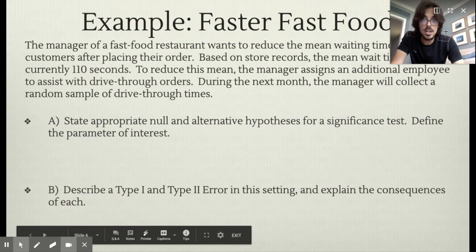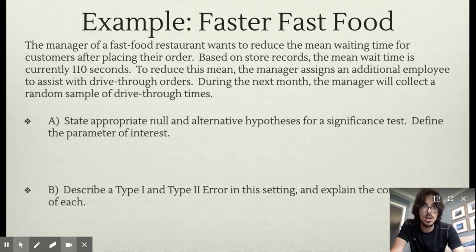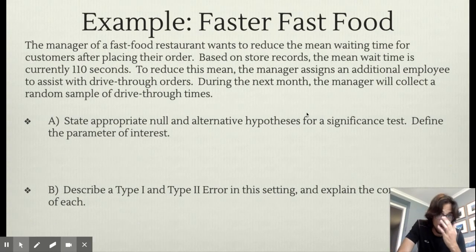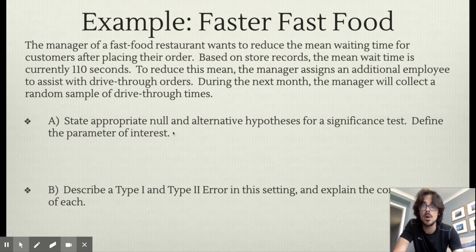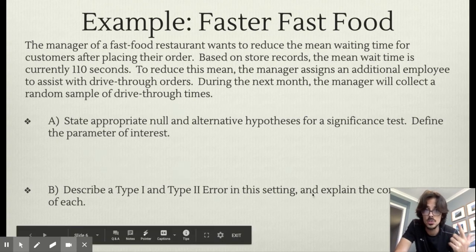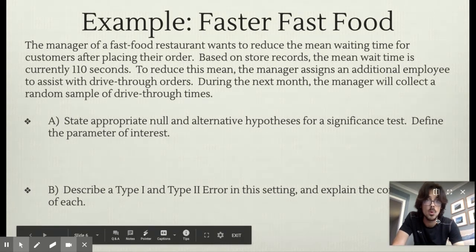I have one last example to finish off our notes. You can go ahead and read this problem to yourself, but we're going to talk about the whole process here with type 1 and type 2 error. First thing I want you to do is read this problem, pause me, and do part A. State your null and alternative and define a parameter of interest. I'll pause myself and throw that up here.